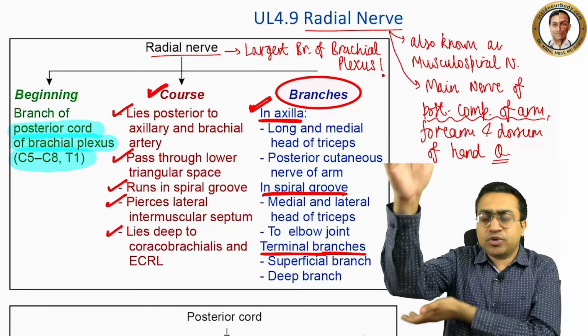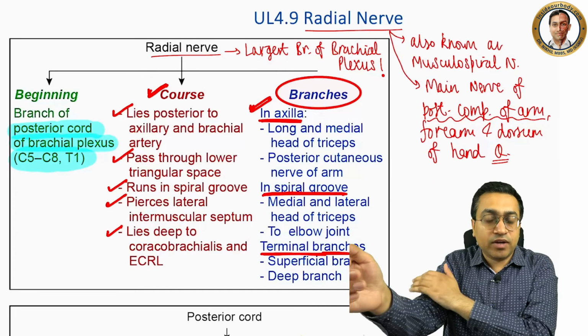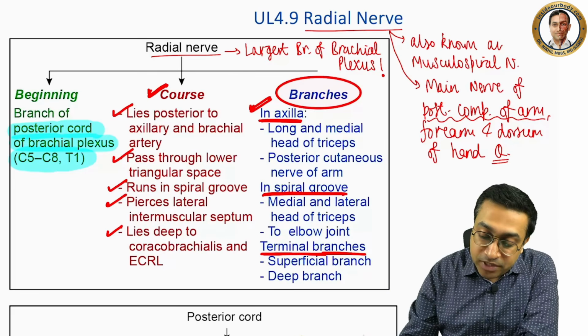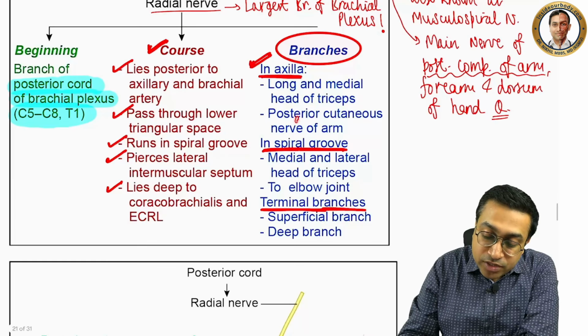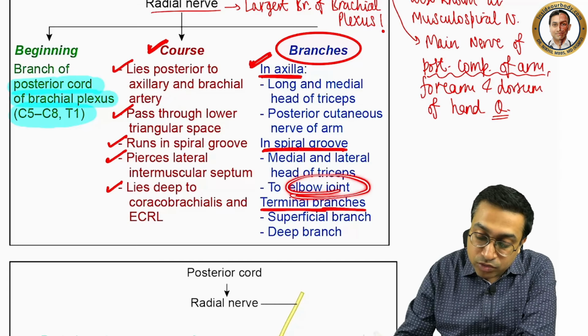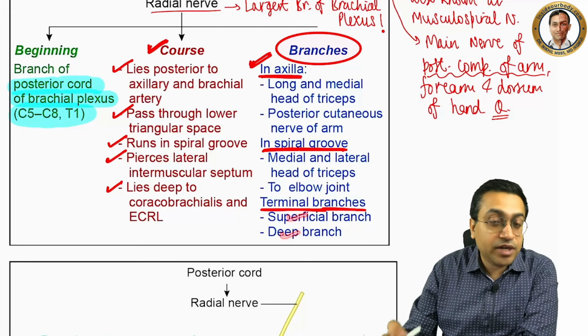Obviously posteriorly we have triceps only, anteriorly we have biceps, so we are talking about the posterior compartment of the arm. So that means we know this. Then posterior cutaneous nerve of arm, medial and lateral head of triceps. Triceps has 3 heads. Then to the elbow joint also. Then we have a superficial and a deep branch of radial nerve.